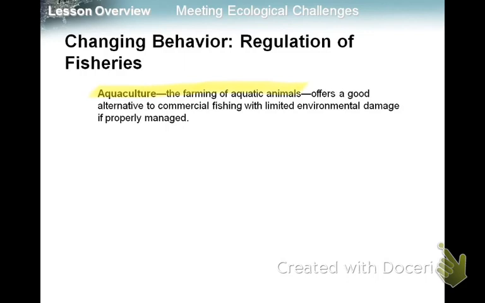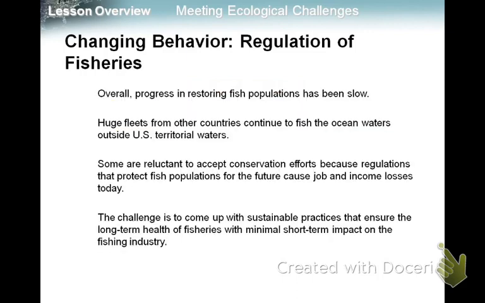Aquaculture, the farming of aquatic animals, is also an alternative to commercial fishing with limited environmental damage if properly managed. We saw the problem with that, though, yesterday. The Asian carp was used to clean up those fish farms, and when the floods came, they invaded the Mississippi waterways. The progress in this case study has been slow.